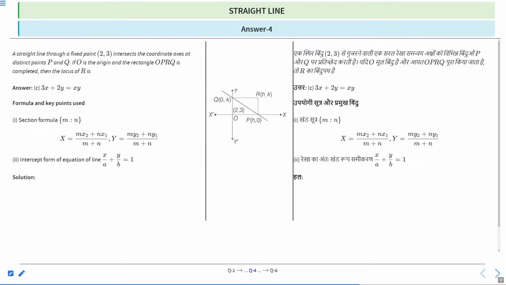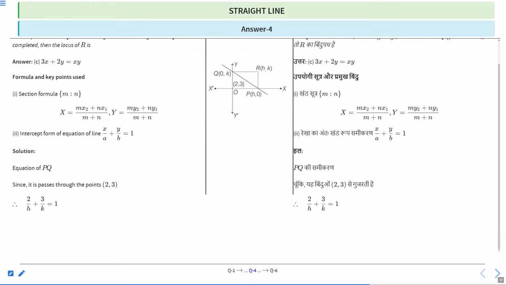So the equation of PQ, since it passes through (2, 3), can be written as x/a + y/b = 1. So it can be written as 2/h + 3/k = 1. You can see that the x-intercept is h and the y-intercept is k, and the equation can be written as x/h + y/k = 1, where x and y are 2 and 3.